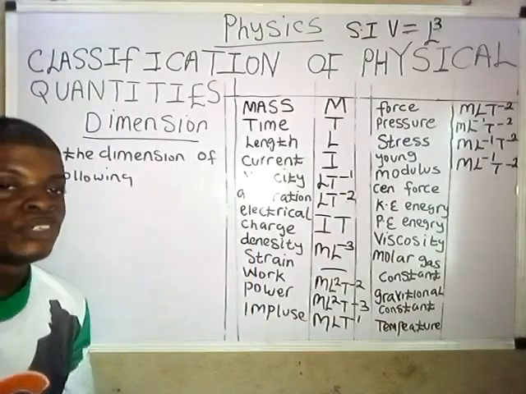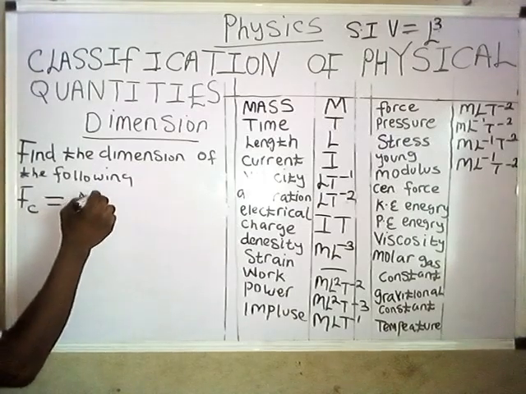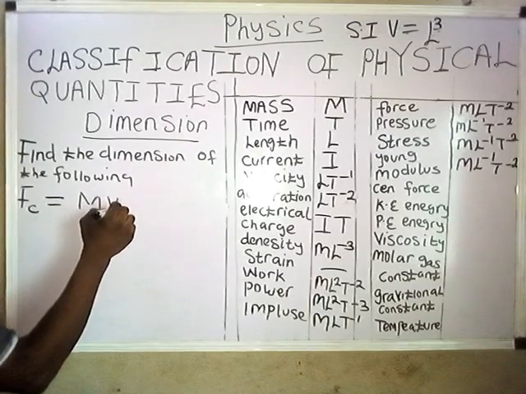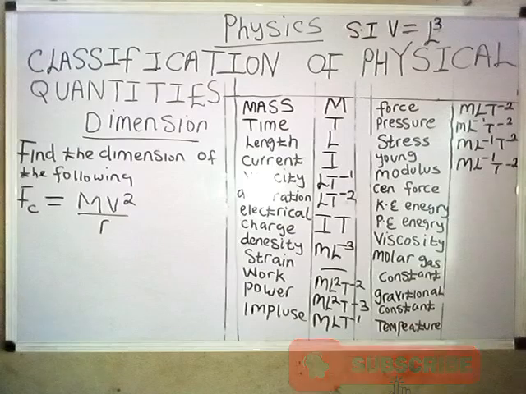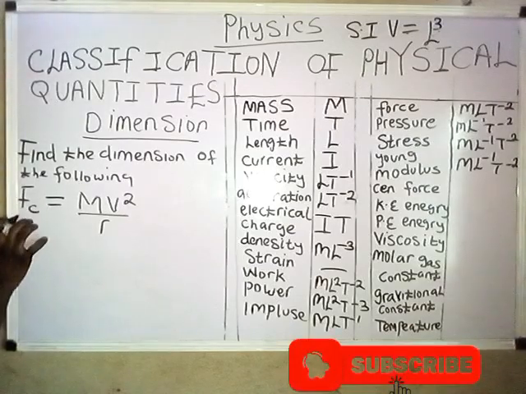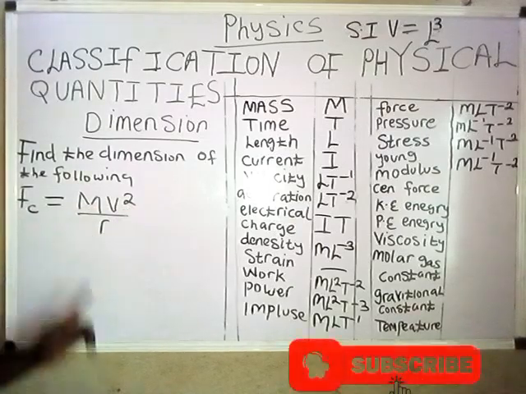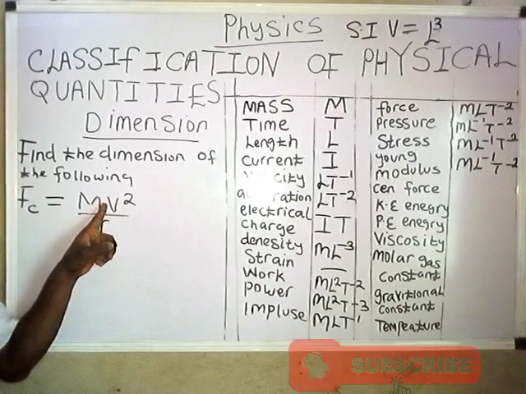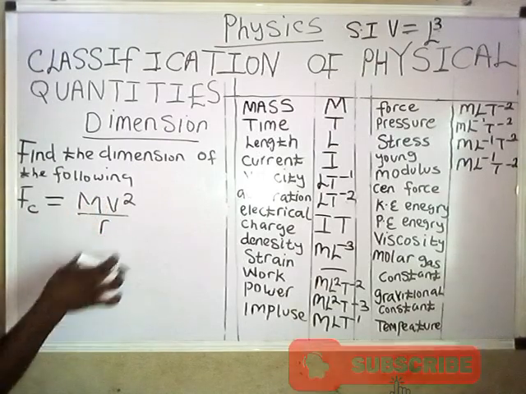The formula for centrifugal force, it has a few formulas, but let me use one of them that will be easy. It is m v square over r. So the centrifugal force is m v square over r. This m is your mass, v is your velocity, r is your radius, can be called distance. So let's look at the dimension of it.